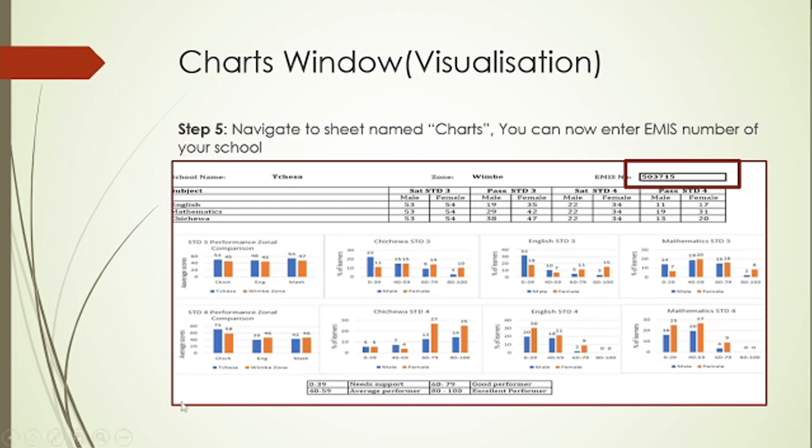Alright, so this is the sample report card. It should look like this. So after you have entered everything, you need to navigate to the sheet named charts, and now you can enter the MEC number of your school. And if you enter the MEC number of that particular school in this cell, you need to get a corresponding name of the same school. So it should show the report card of that same school. If that is not the case, then you need to check, something is wrong somewhere.